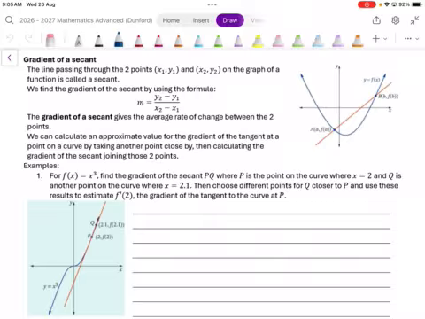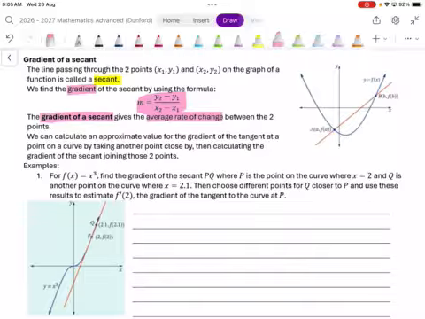We looked at secants yesterday and finding the gradient of them by finding our average rate of change. So we're going to investigate that a little bit deeper this morning. The line passing through the 2 points x1, x2 on the graph of a function is called a secant. So we find the gradient of the secant by using the formula m equals y2 minus y1 over x2 minus x1. Our gradient of the secant gives us our average rate of change between the 2 points.